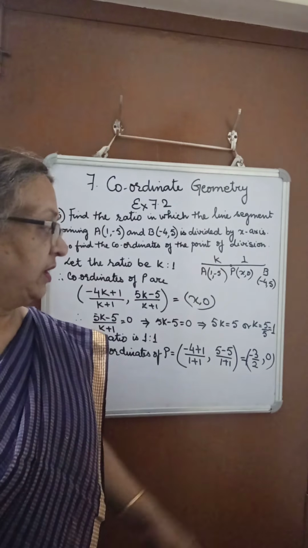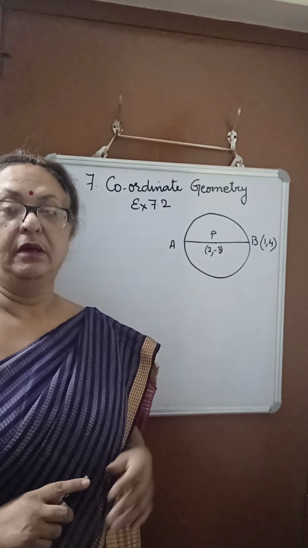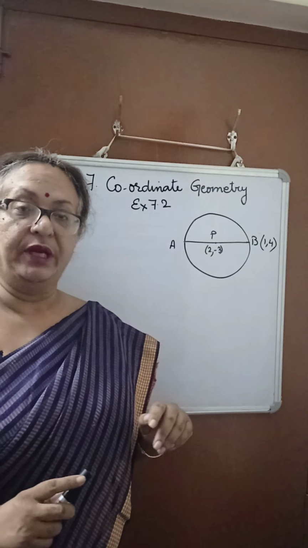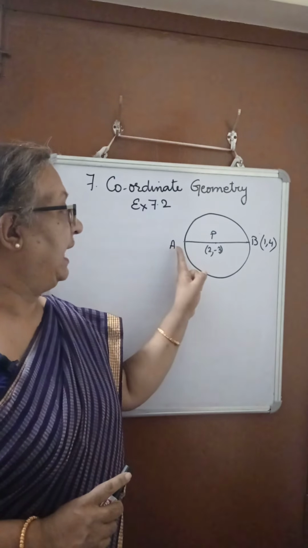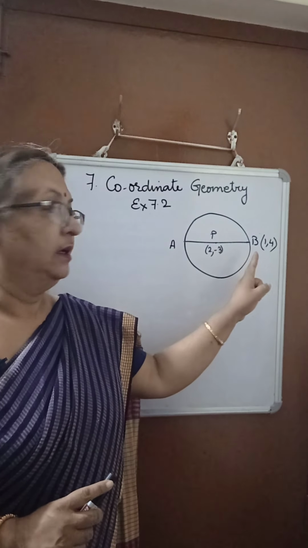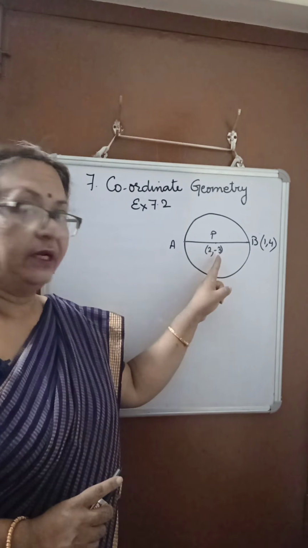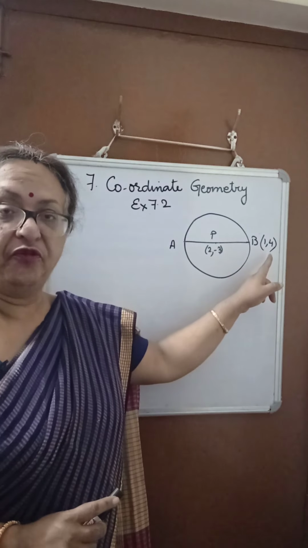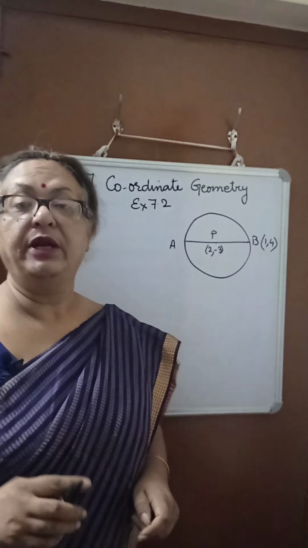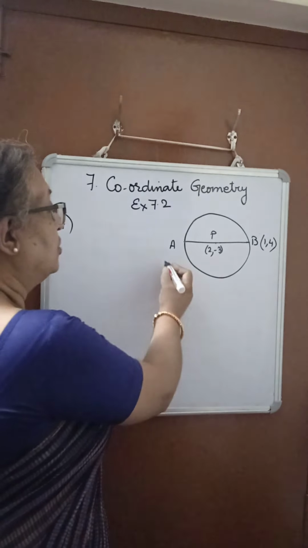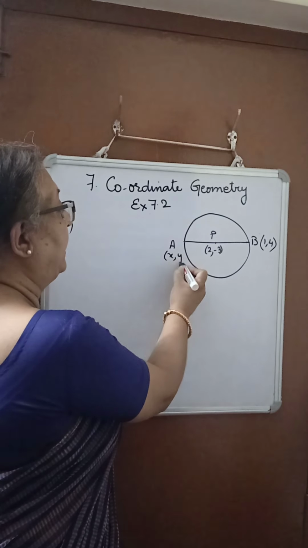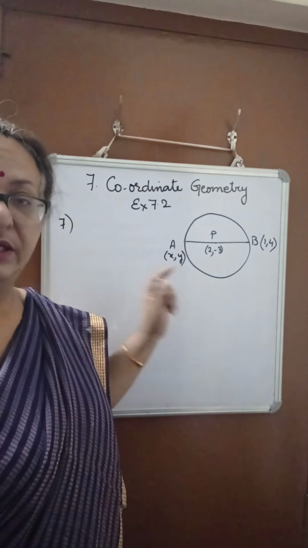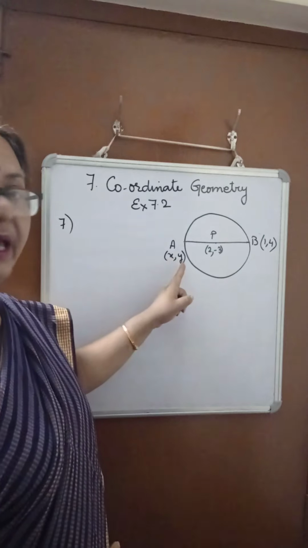Okay children, let's see another one. Next we have question number 7. What is given in the question? A circle. AB is the diameter of the circle. P is the center. The coordinates of the center are (2, -3). Coordinates of B are (1, 4). And what you need to find? You need to find the coordinates of A. We can suppose the coordinates of A as (x, y). We need to find x and y.